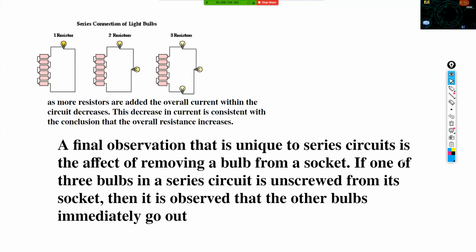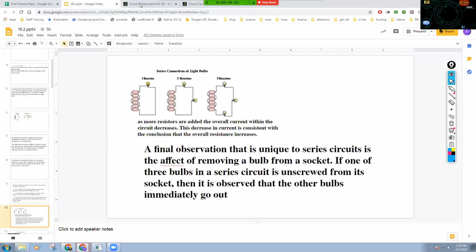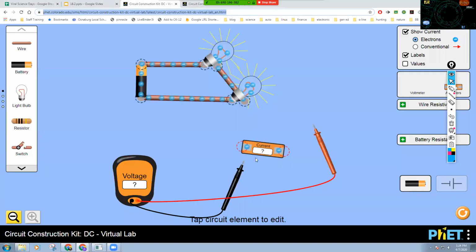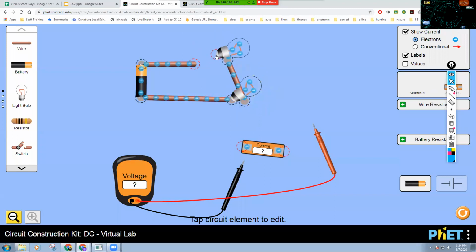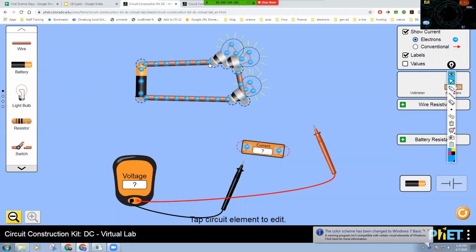All right. So if you look at this, you have one resistor here, you have two resistors in series here, you have three resistors here. Okay. If I go to my simulator and I have two there, let's add a third. They're all in series. And they got dimmer. Okay.